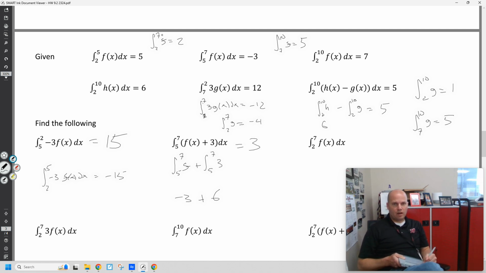2 to 7 of f I found earlier is 2. I know 2 to 5. I know 5 to 7. I added them together. 2 to 7 of 3f would be this 2 times 3, which is 6.